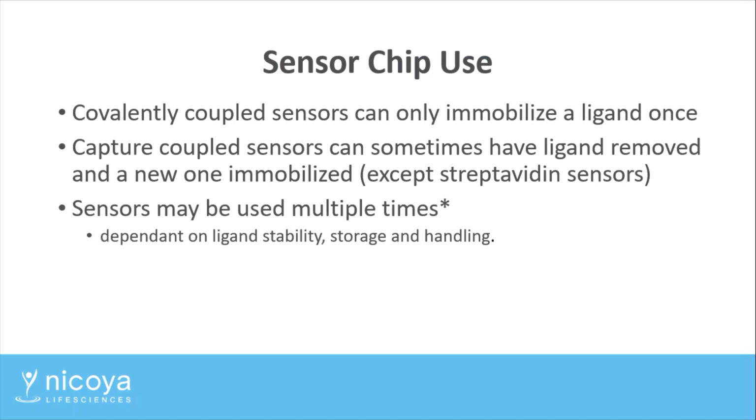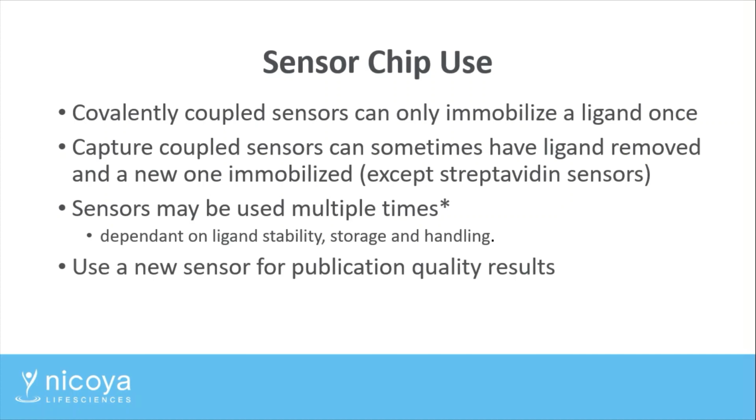A sensor may be reused. However, this is dependent on the sensor handling, storage, and ligand stability. It is recommended to test a reused sensor with a previously tested binding interaction to ensure that the sensor is fully active and has the same binding capabilities. It is recommended that a new sensor should be used for publication quality results.